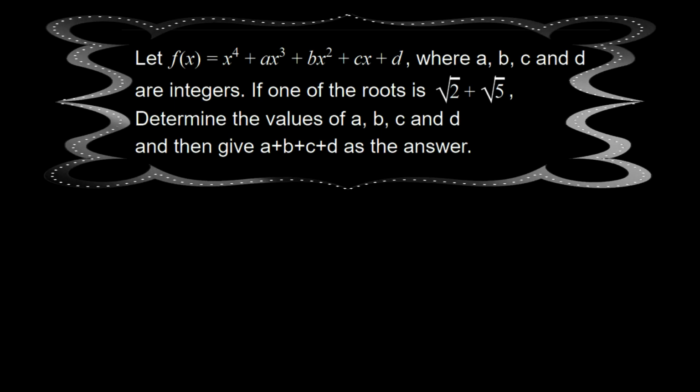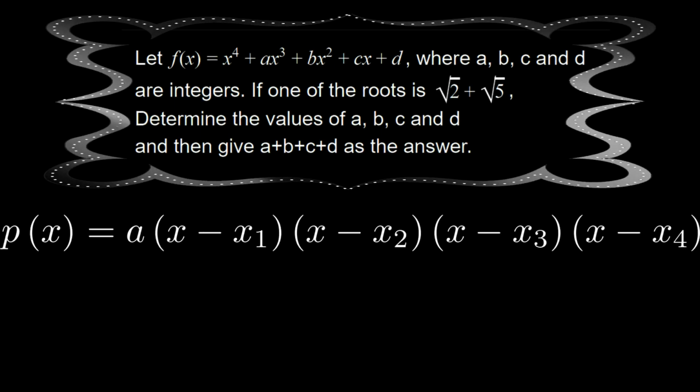Another way of writing polynomials is a times x minus x1 times x minus x2 and so forth, where x1, x2, x3, and x4 are all roots. In this particular question, the coefficient of the highest order, that is x to the fourth, is 1. Therefore, a must also be 1.